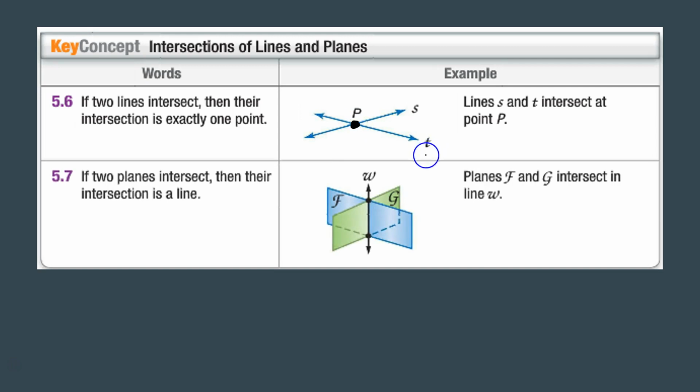Then 5.7. If 2 planes intersect, then their intersection is a line. So think about 2 papers connecting, and it's going to form that line right here. So as you can see, it's line W.